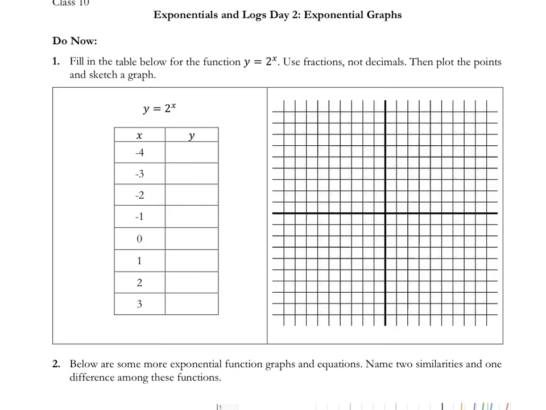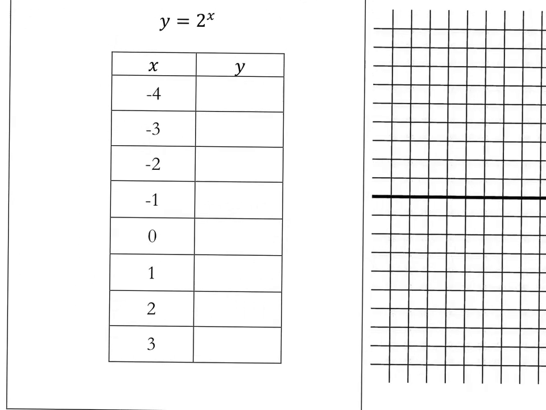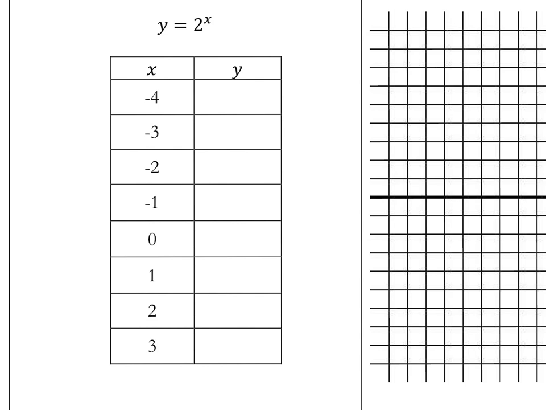So in the Do Now, basically our goal is to graph this function y equals 2 to the x. So the first thing that we're going to do is fill in a table of values for that function. So we're basically just going to plug in different values for x and see what we get out. So let's start with the easy values.